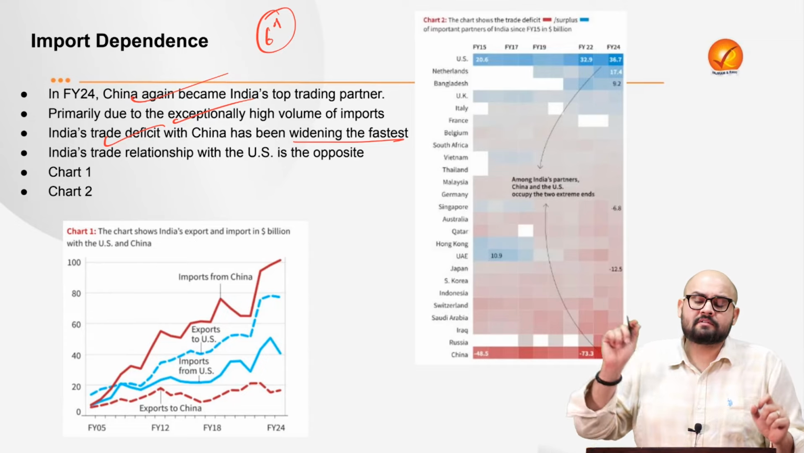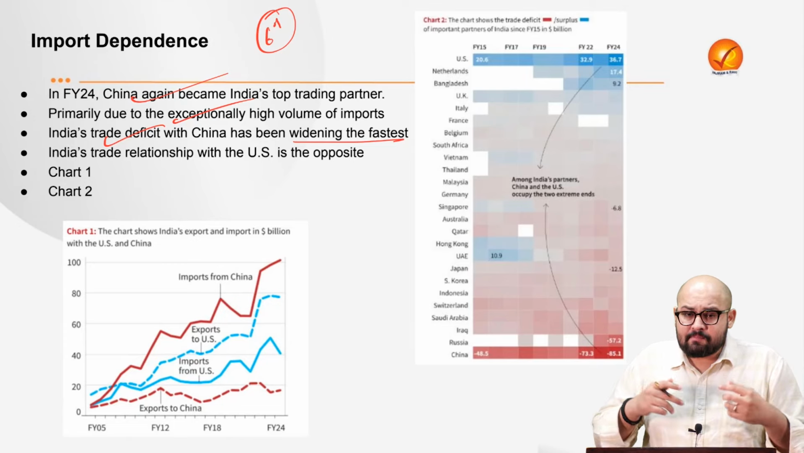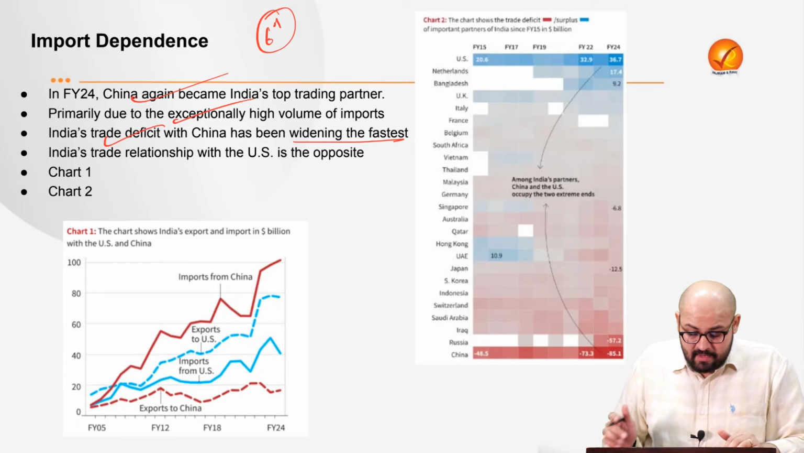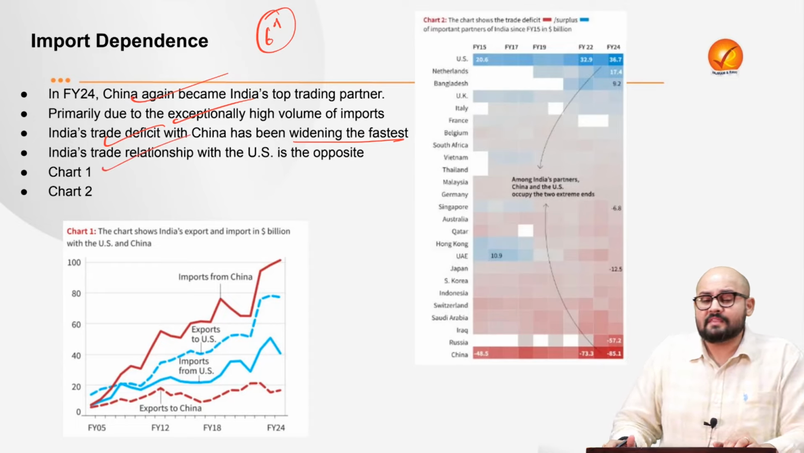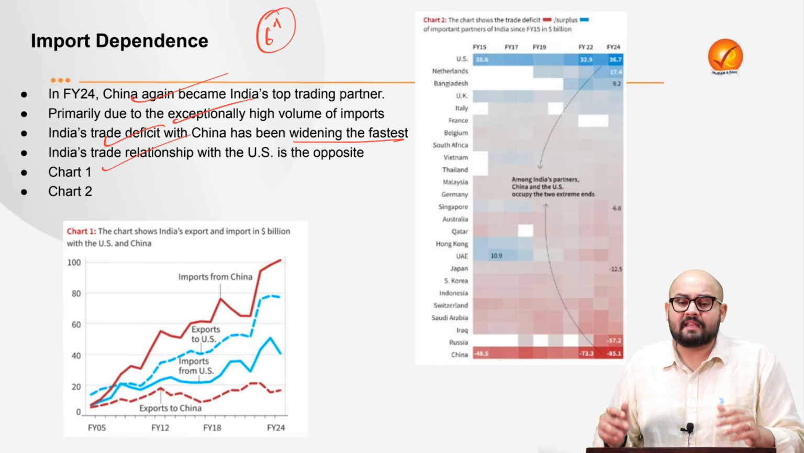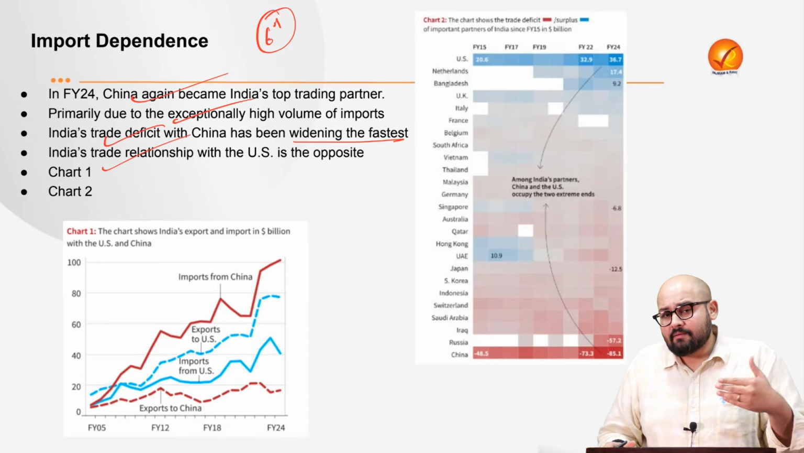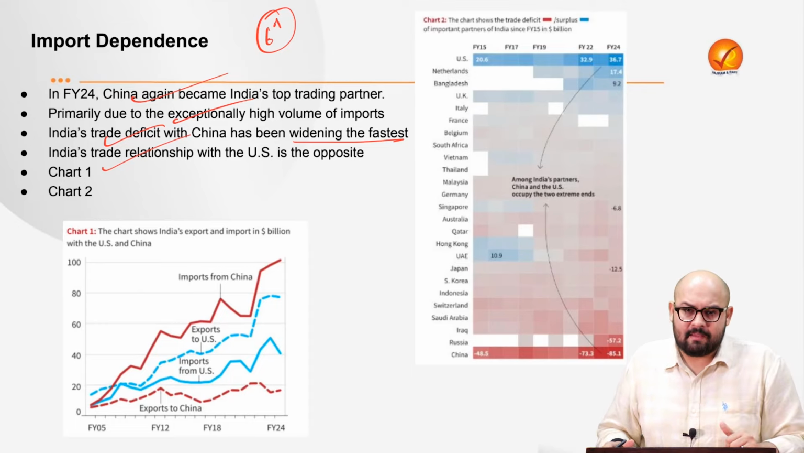So the exports from China to India are increasing a lot, and the exports from India to China are not increasing much, right? India's relationship with the US is just the opposite, where the exports to the US from India have been increasing at a higher pace, while the imports from the US are not increasing at the same pace, right?